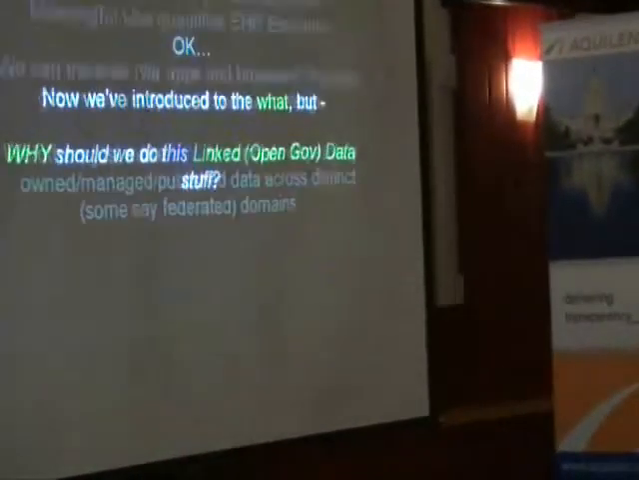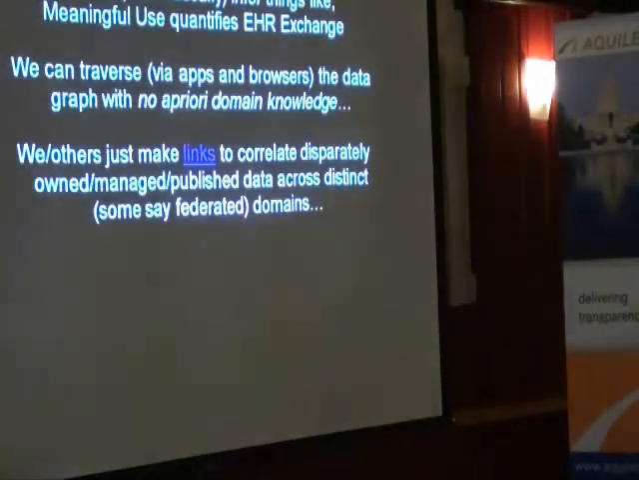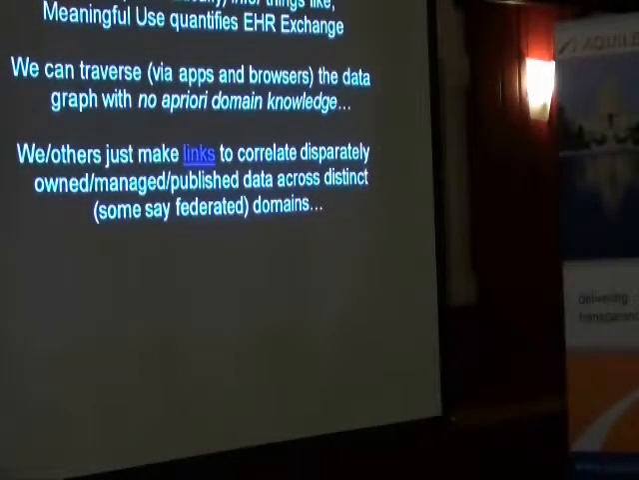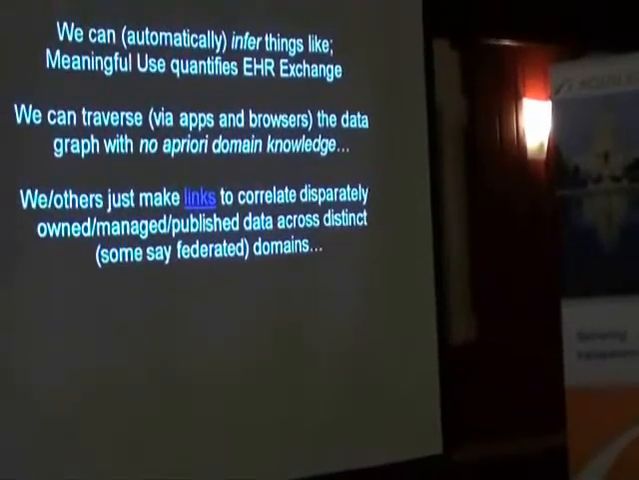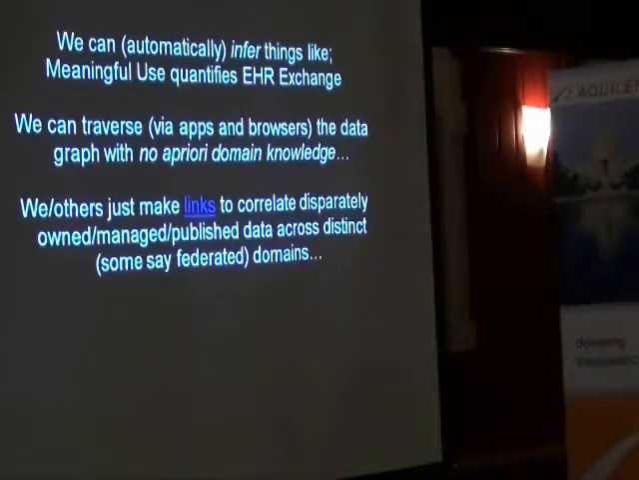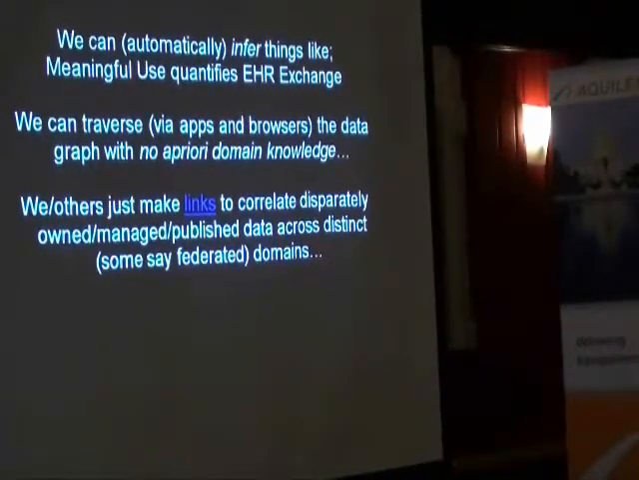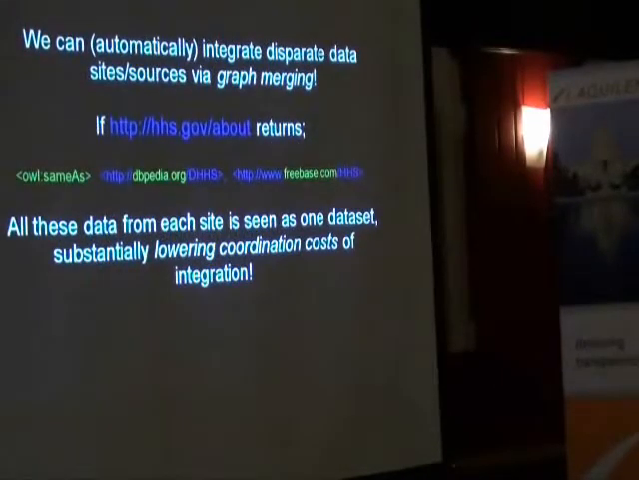So what we can ask is, why do we want to use this data stuff now that you've had a super fast blast of what it is? So machines can automatically figure out that meaningful use quantifies EHR exchange. We didn't have to assert that. They can automatically figure that out based on the metadata vocabulary, because objective quantifies goals, meaningful use is an objective, EHR exchange is a goal, etc. So it's just about linking. We're creating custom link types with RDF.